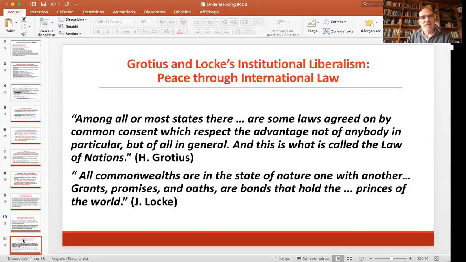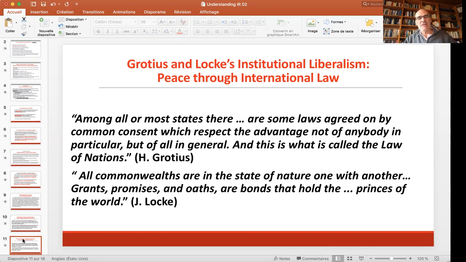The same idea is put forward by John Locke. All commonwealths was the then prevailing term. We can say all states, all nation states are in a state of nature with one another, no authority above them. State of anarchy, would we say nowadays? There is no authority above them, but the grants, the promises, the oaths are bonds that hold the princes of the world. That is to say, when signing a treaty, the promises that they accept to make will be respected by the princes, and therefore peace is possible.